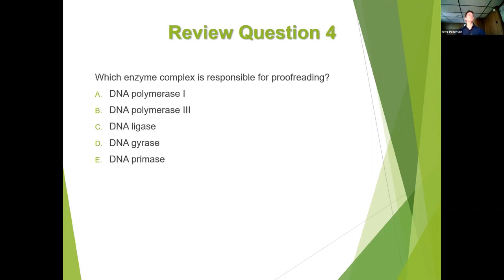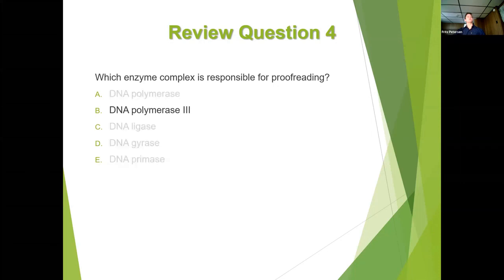So now for the final question, this is perhaps the most complex one because we did talk about a lot of enzymes today. Which enzyme complex is responsible for proofreading? Is this DNA polymerase 1, DNA polymerase 3, DNA ligase, DNA gyrase, or DNA primase? Again, only about 10, 15 seconds for this. And the correct answer for this one is, of course, DNA polymerase 3.